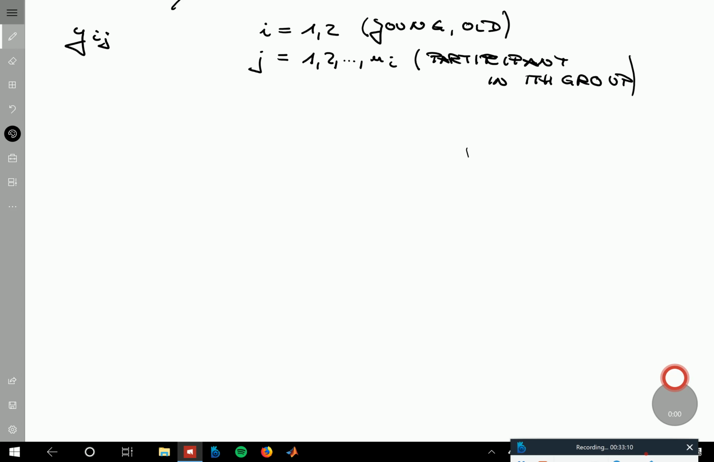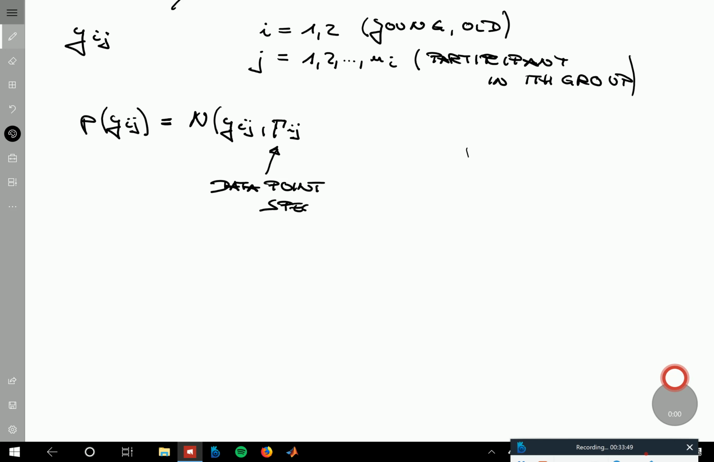And then the idea is again to assume a univariate Gaussian for each of these data points. So assume that these are the realizations of univariate Gaussian random variables that have a data point specific mean. So mu ij is now data point specific. It's not group specific.